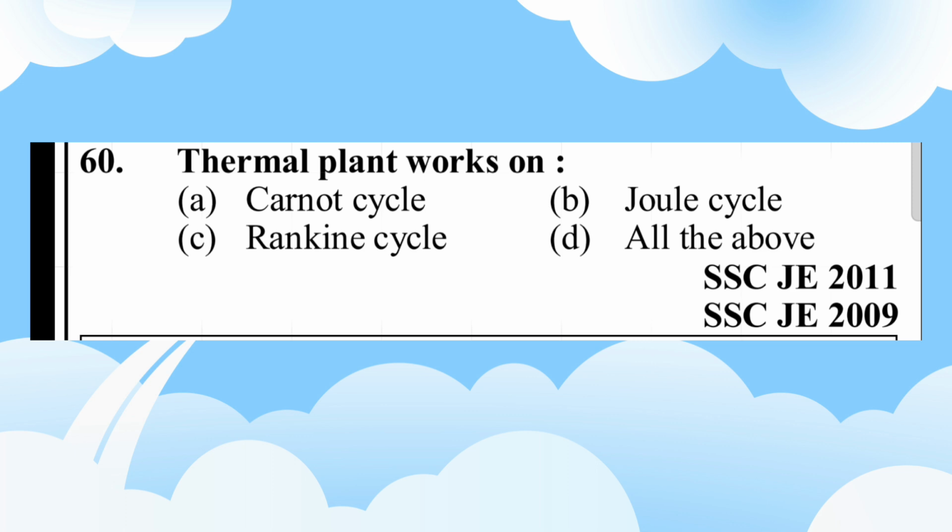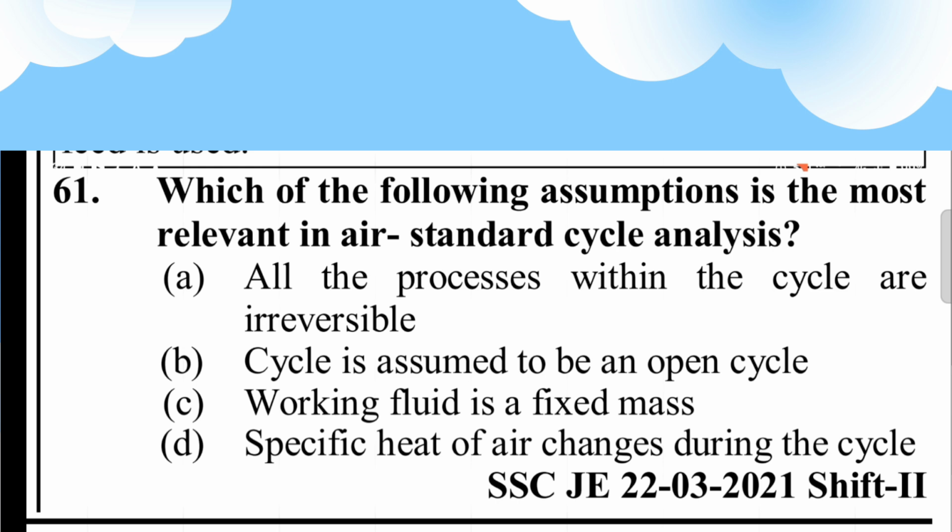Thermal plants work on: A. Carnot cycle, B. Joule cycle, C. Rankine cycle, D. All the above. Rankine cycle.